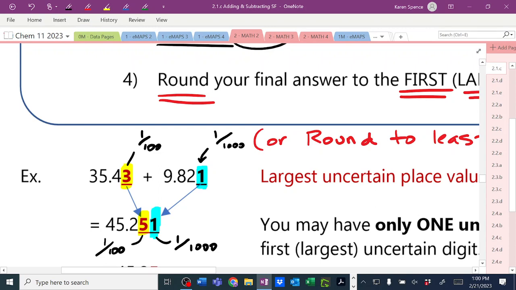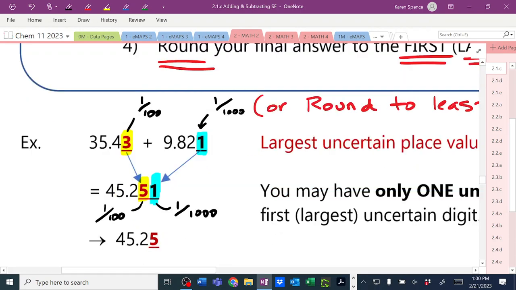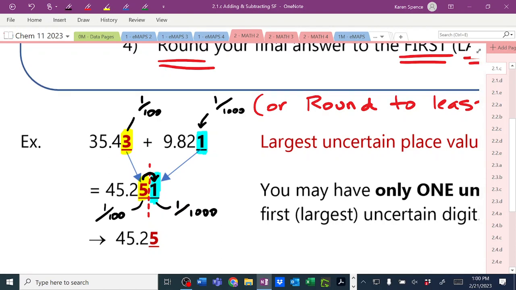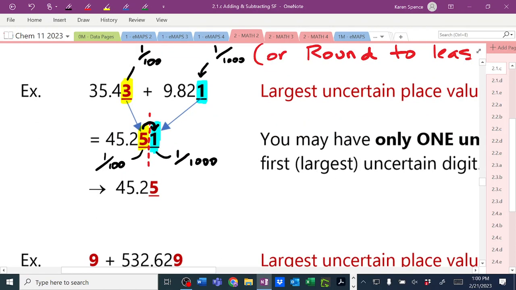But how many uncertain digits are we allowed? Only one. So we have to stop when we get to the 5 and say we're going to have to round off here because we're only allowed to have one. So we're going to take a look at the 5. We're going to look to the right. That is a 1. So it's going to stay as a 5. And so now we just have our one uncertain digit, and we've gotten rid of any digits after that because they are meaningless. Once you've hit your first uncertain digit, the rest of the digits are meaningless.